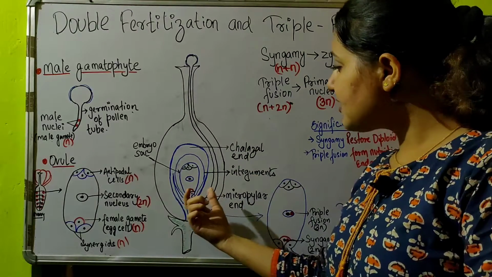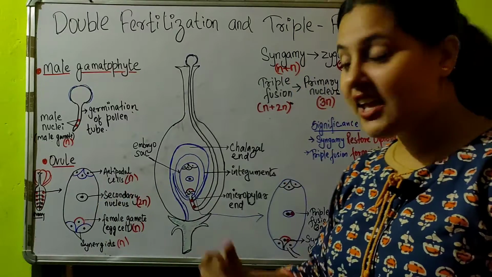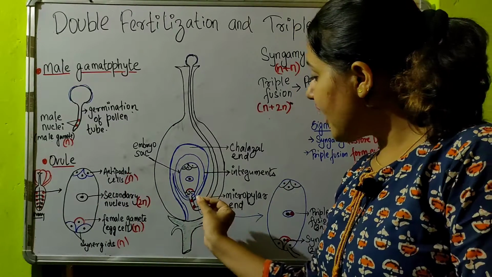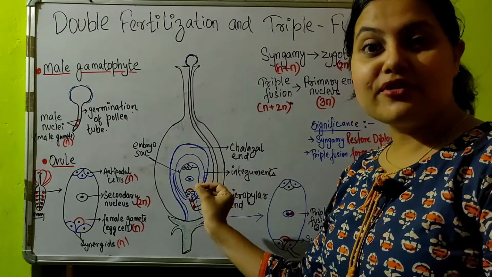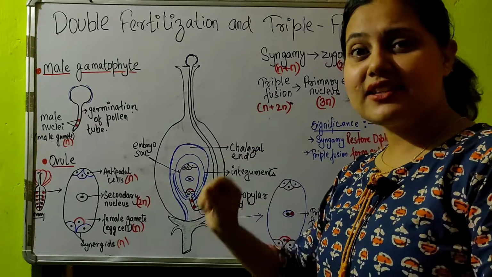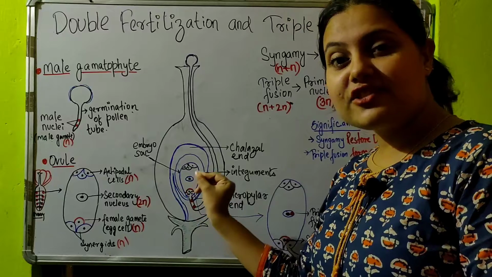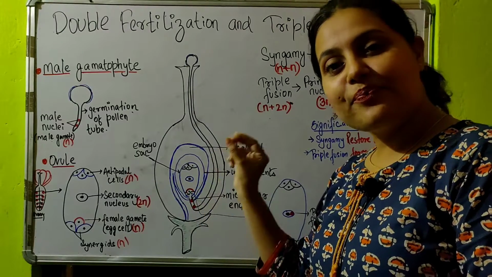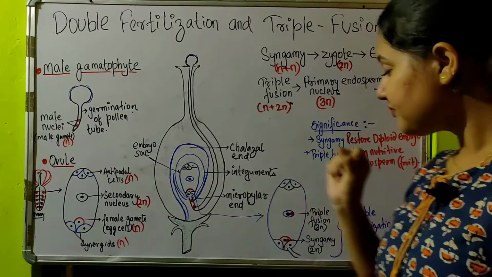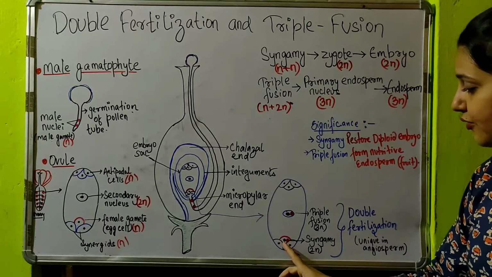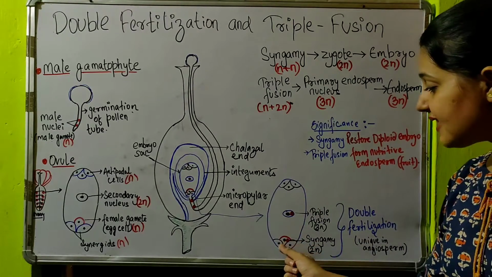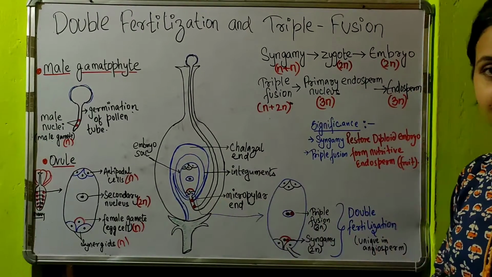Now another thing is the function of synergists. They help to guide the male nuclei to reach the proper place. They secrete certain chemicals which guide the male nucleus to reach the egg and fuse with the egg cell. Now you see the fusion of the egg cell and the male gamete.